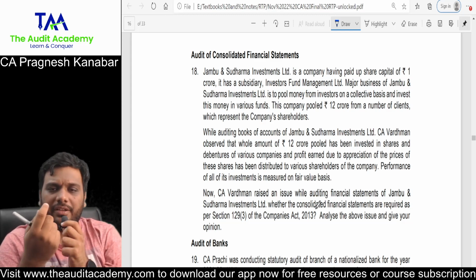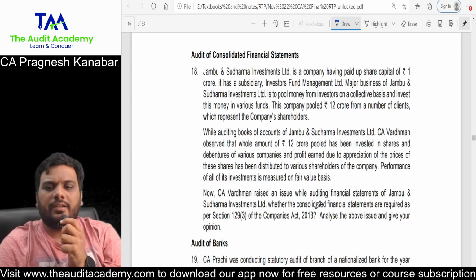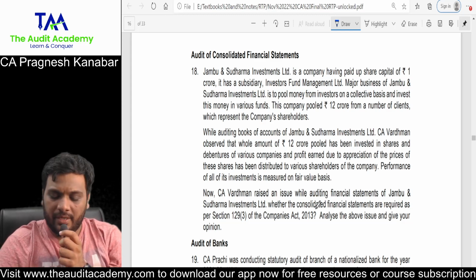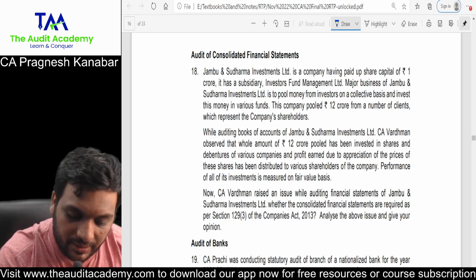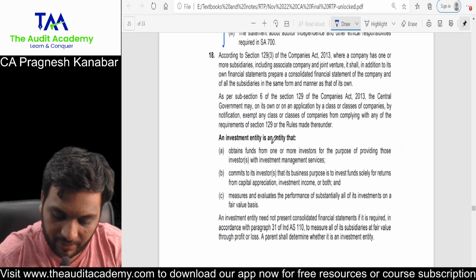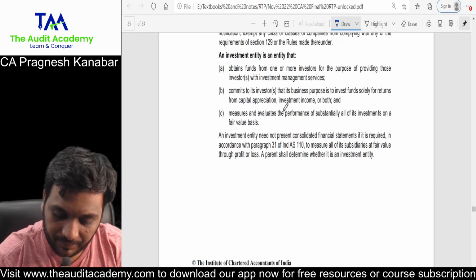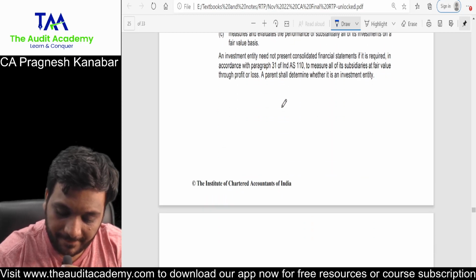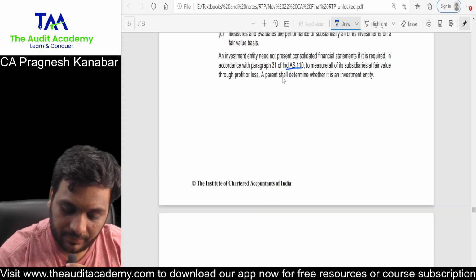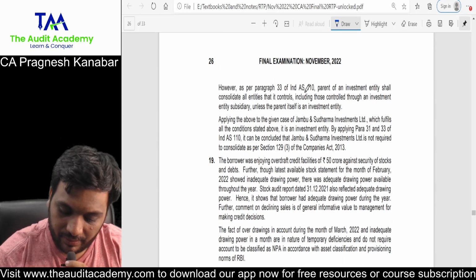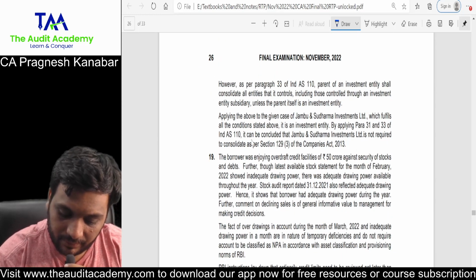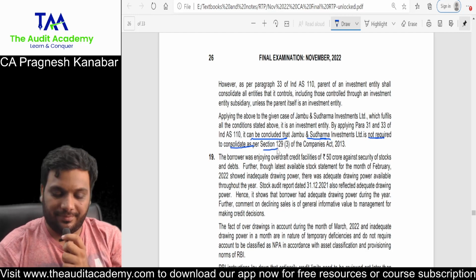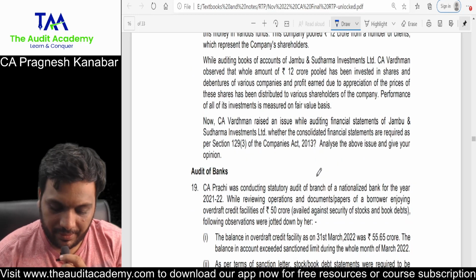So you might have studied FR from anyone, I'm so sure that it is covered in your discussion. Here, since it is satisfying all the conditions, the exemption is there. Ind AS 110, and as you can see, this company is not required to consolidate. Okay, so I'm moving very quickly over here.